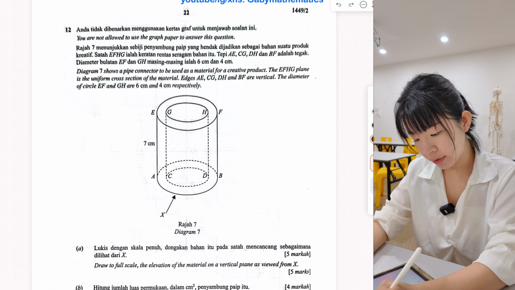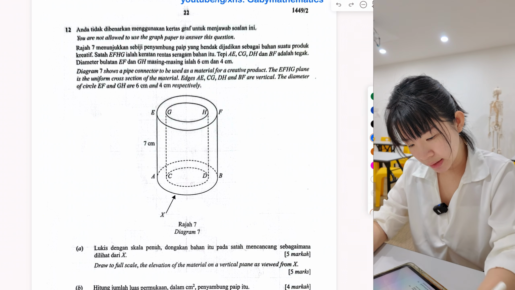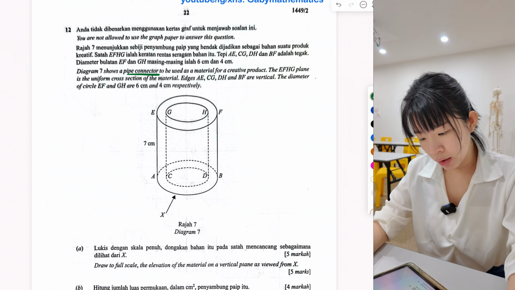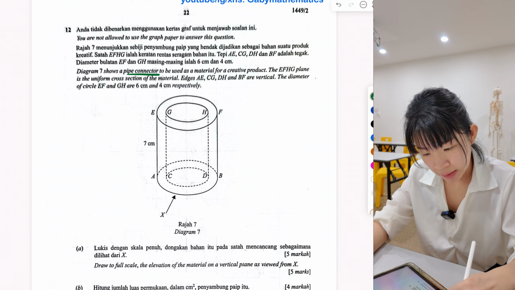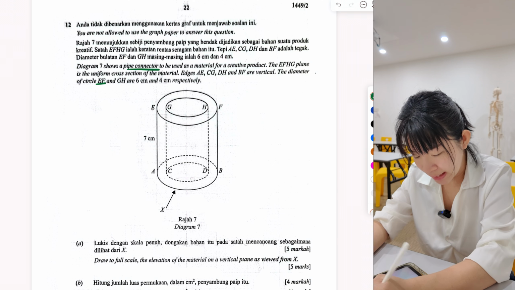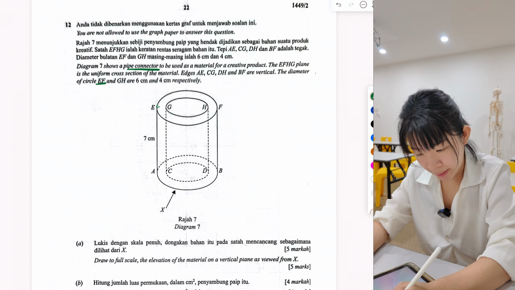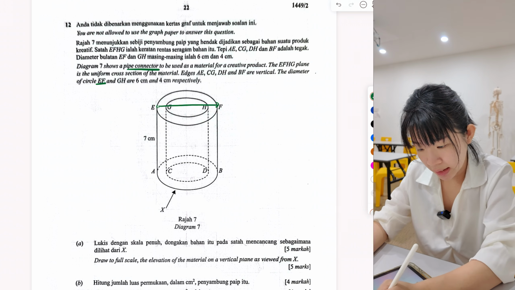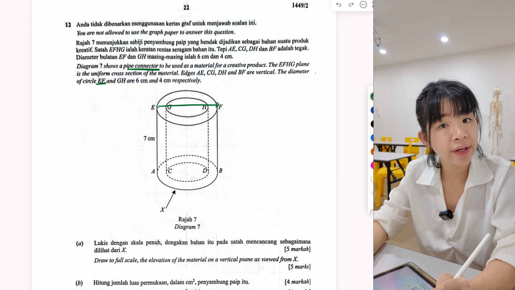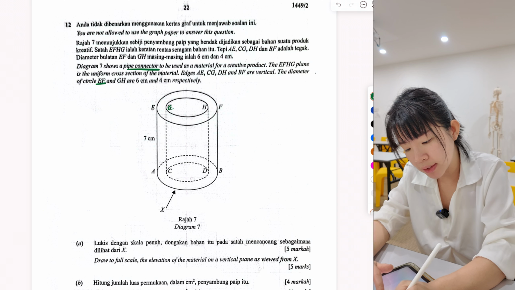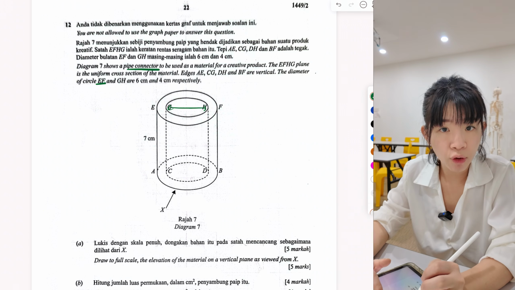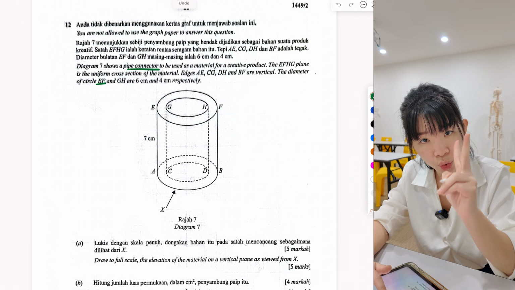Let's go. Okay, let's look at question 12. So it is a pipe connector used as a material for a creative product. So the diameter of EF, meaning the biggest one, is 6. If the diameter is 6, the radius will be half, 3. Then for GH, do you see a smaller cylinder inside? The diameter is 4, then the radius will be half, 2 cm.